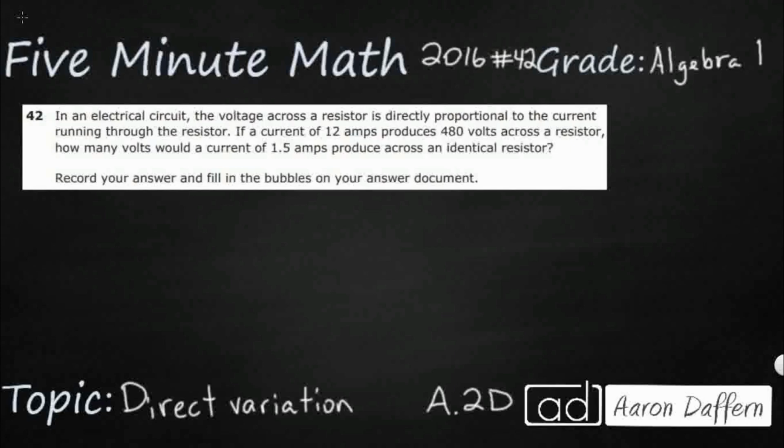Today we are looking at the Algebra 1 concept of direct variation. This is standard A.2D in the great state of Texas, and we are using item number 42 of the 2016 released STAAR test. If you haven't done so already, please go ahead and take a moment to pause the video, work this problem out on your own, unpause it, and we will look at our answers together.